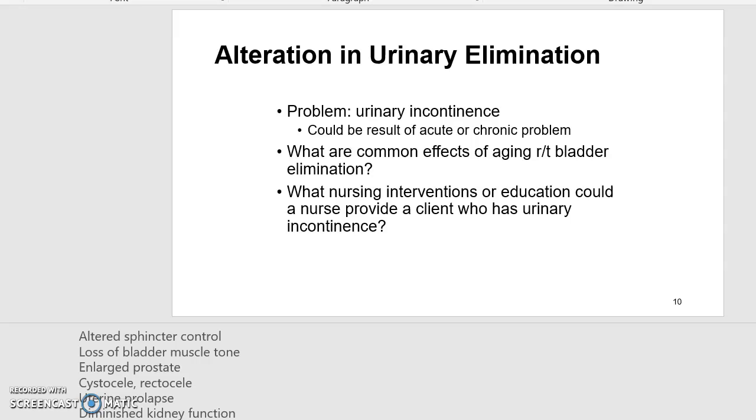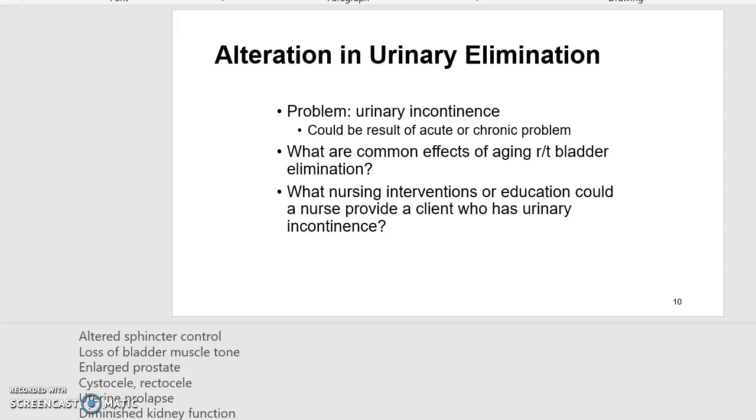So remember, there's that big chart in the book about common symptoms of urinary alterations and different types of incontinence, so you'll want to review that. And the common effects of aging related to bladder elimination would be increased risk for UTI and also incontinence, just as a result of all the changes in aging.